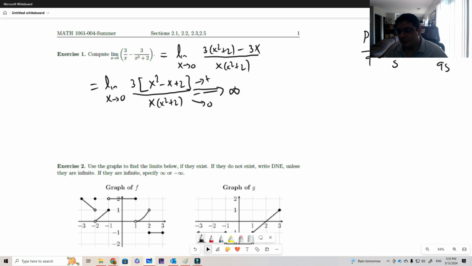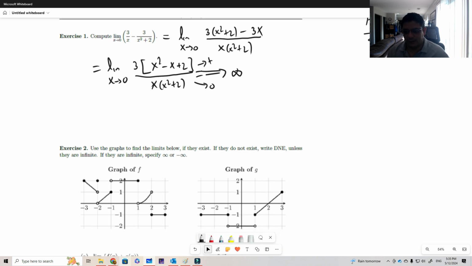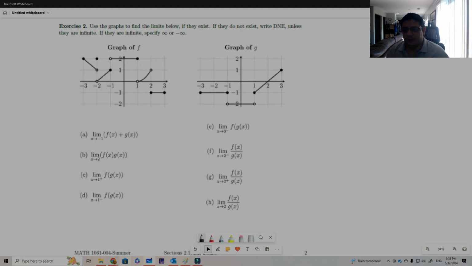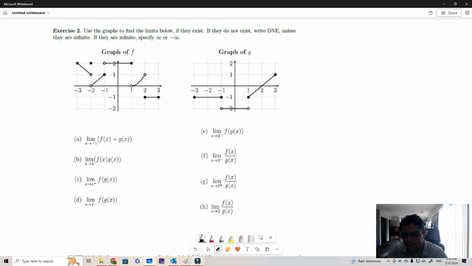Okay, and this is something that we're going to see much more in limit at infinity and infinite limits in the next week. Now let's go to exercise number 2. So for this question we have two functions, f and g, and f and g have different behaviors, and they have points where they're not defined, their limits do not exist. And so that's going to influence what happens here with these different limits that we wanted to try out.